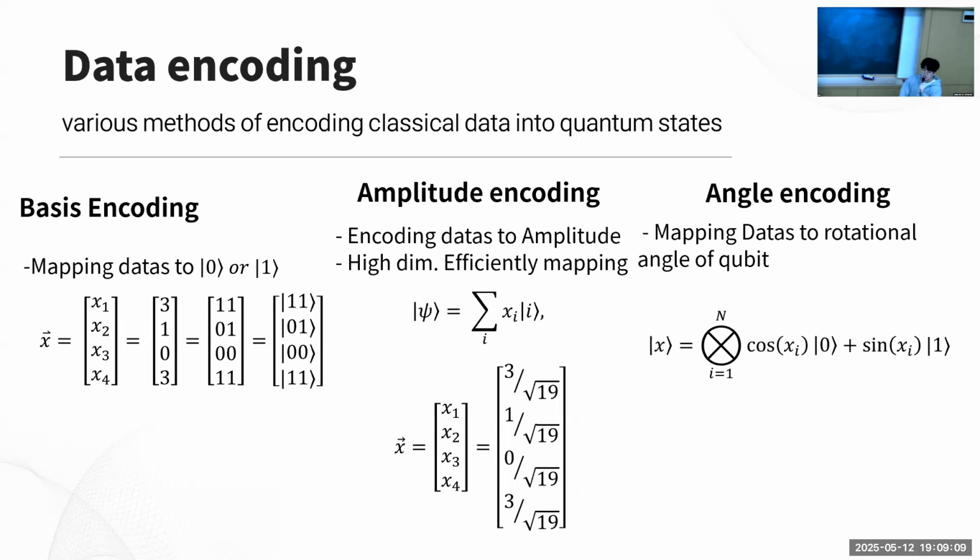And the last one is angle encoding. If you imagine how the Bloch sphere works in a quantum way, we are going to map data into the rotational version of how vectors propagate. So we are going to map data into the rotational angle of a qubit, and this is kind of similar to amplitude encoding if we regard this in Z measurement.